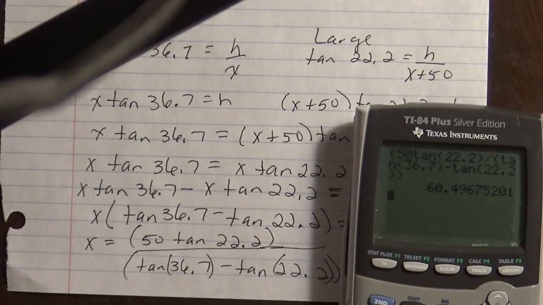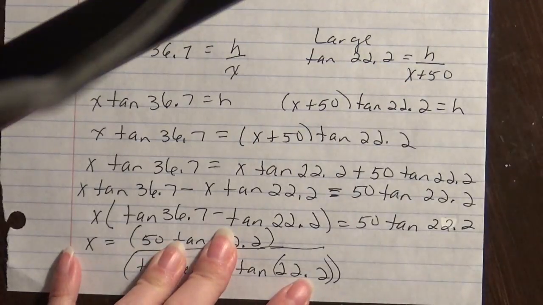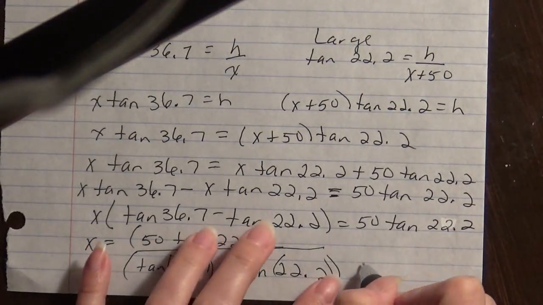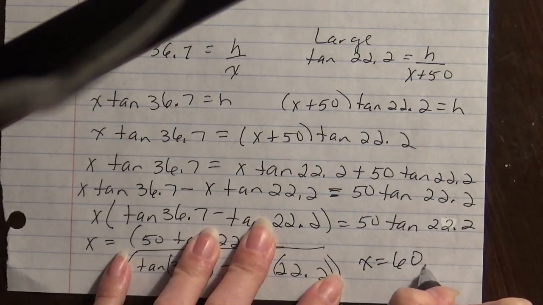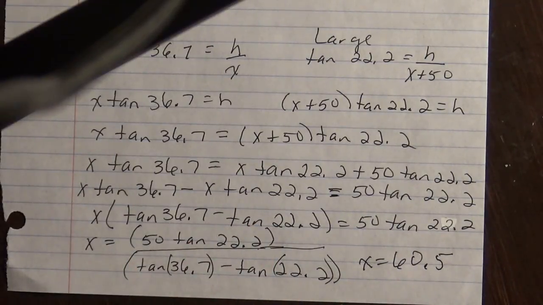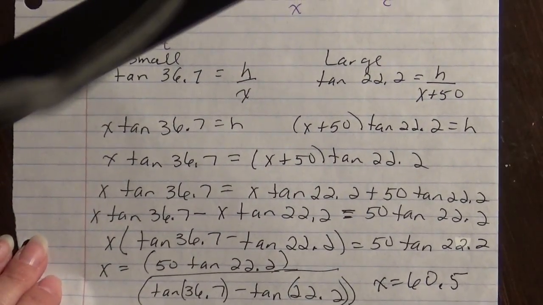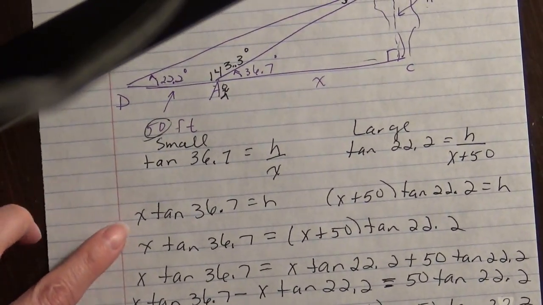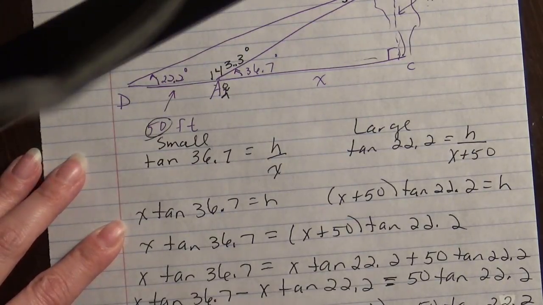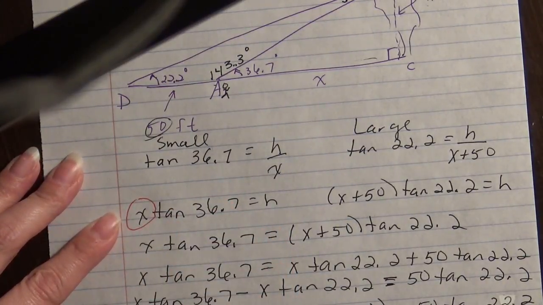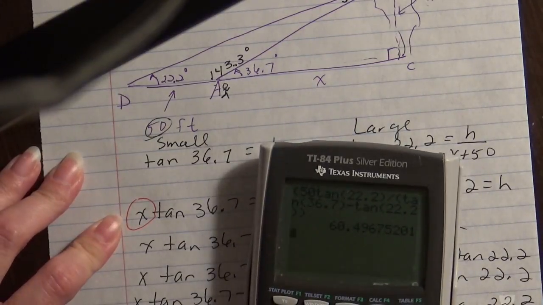Alright, so we got 60.4967520. So I'm going to round it to 60.5. So I've got x equals 60.5, okay, but I can't stop yet, because remember, we're asked to find the height, h, and we have x, so we're almost there. We just need to put x back into one of our equations at the beginning. So let's put 60.5 back in, and I'll put it in here for this x.